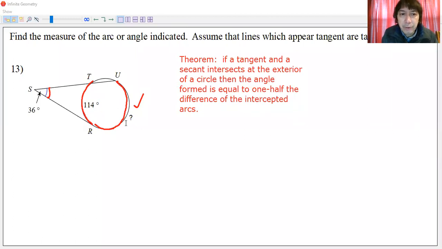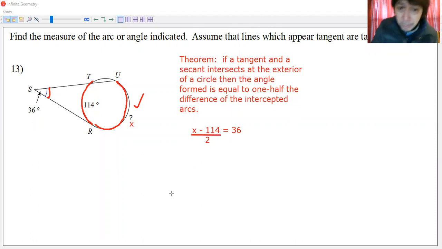So if this is labeled X, then our working equation will be like this: x minus the other arc 114, divided by 2, is equal to 36. This will be our working equation, so it's just solve for x here.